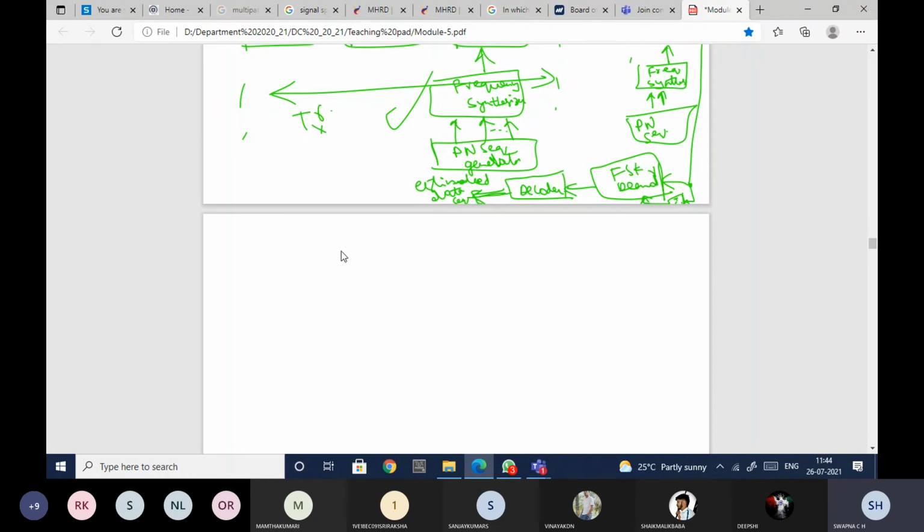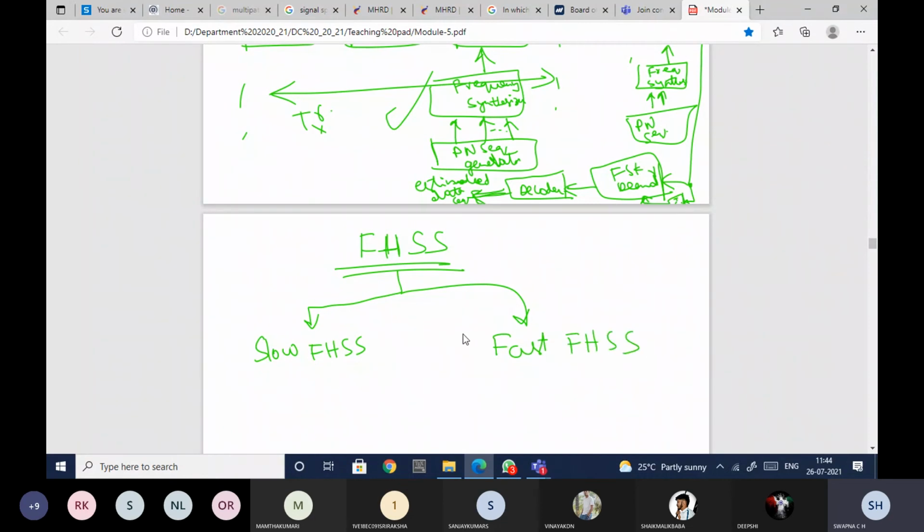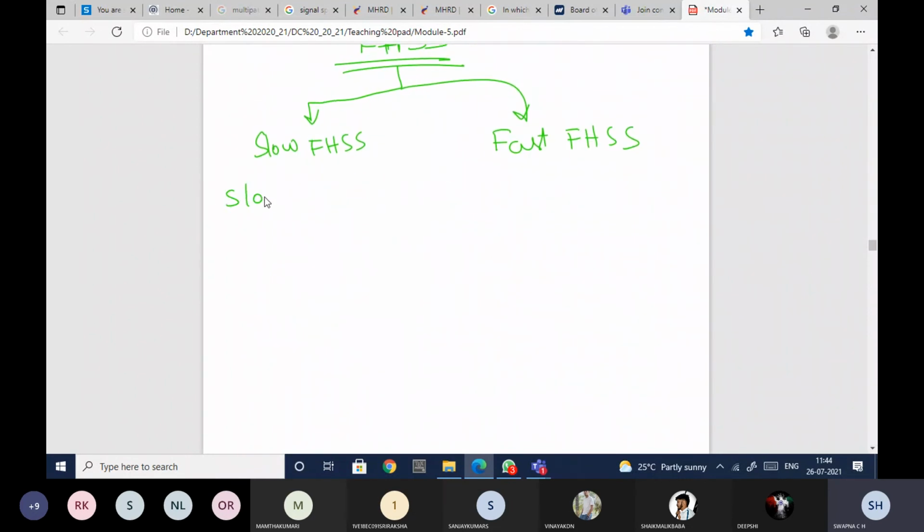How exactly the frequency is hopping, I'll explain in the next topic, which is FHSS. FHSS, as I mentioned, is nothing but frequency hopping spread spectrum. This is divided into two types. One is slow FHSS and the other one is fast FHSS. So these are the two types. First we will go with slow FHSS.